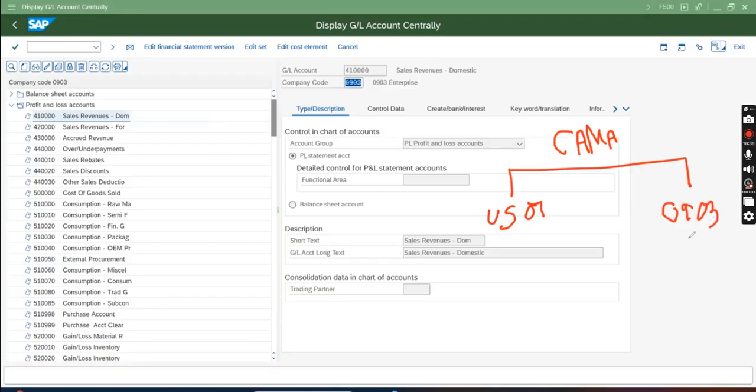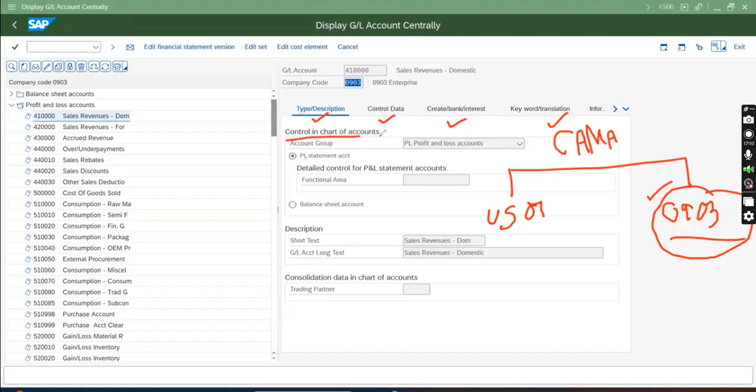So each GL account will have two segments. One chart of accounts segment, which will be common across all company codes assigned to CANA, and one company code segment. In our case, we are not looking after US01, we are only looking after company code 0903. So this will be the chart of accounts segment, this will be the company code segment, and this, I think, again the company code segment.